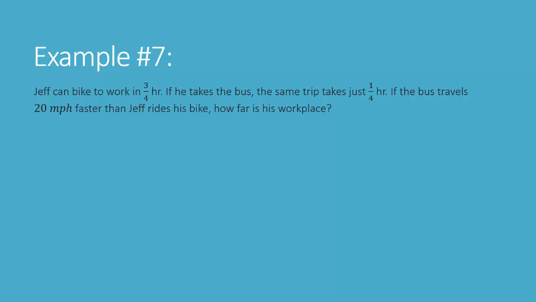This problem is going to go a little bit different than what we've been doing. So let's go ahead and get started. All right, Jeff bikes to work in 3/4 of an hour. If he takes the bus, it only takes him 1/4 of an hour. Now, if the bus travels 20 miles per hour faster than Jeff rides his bike, how far is his workplace?